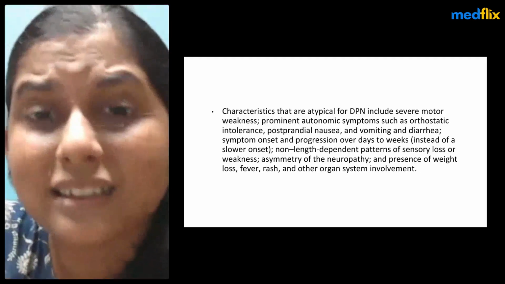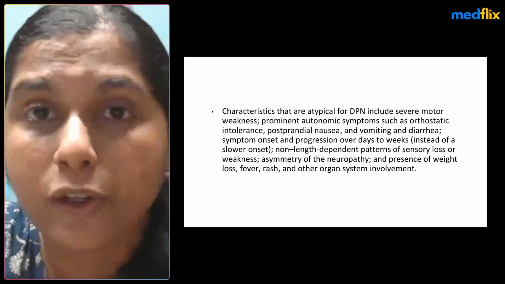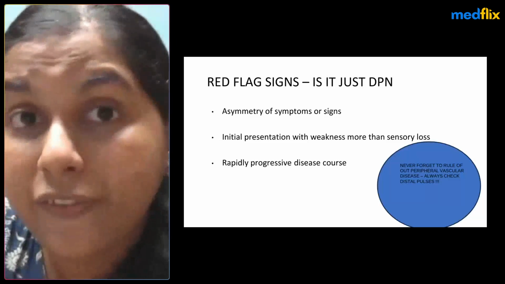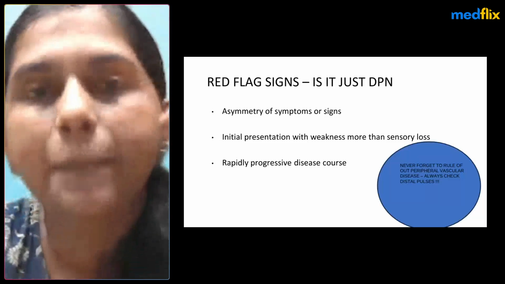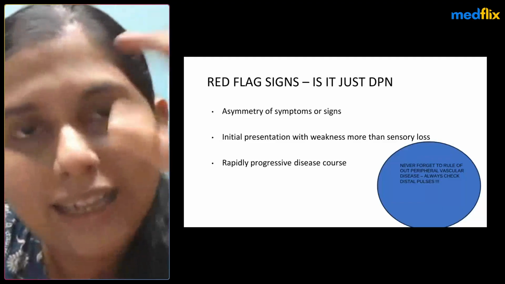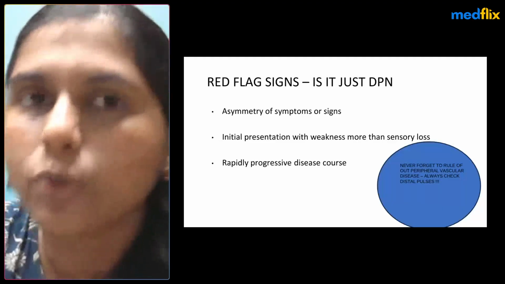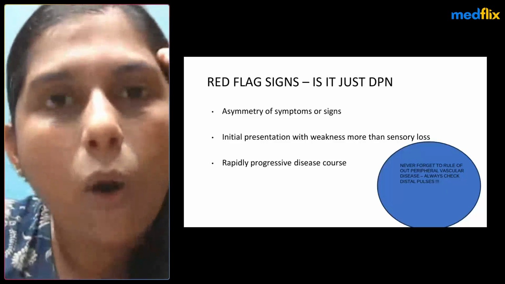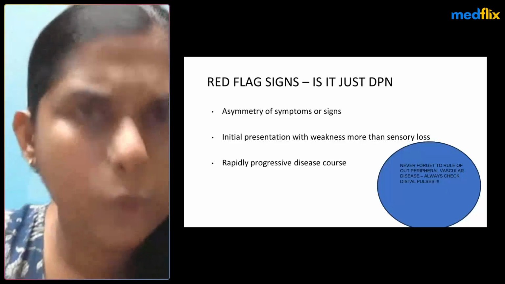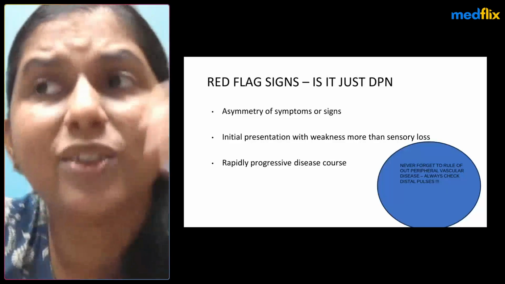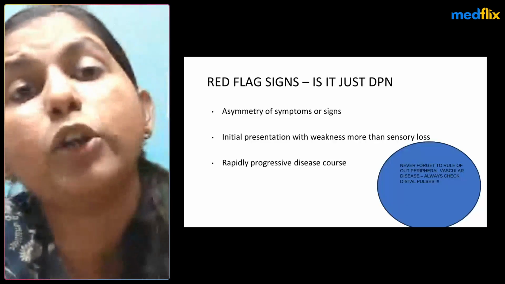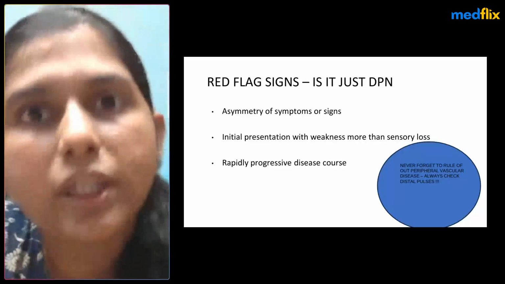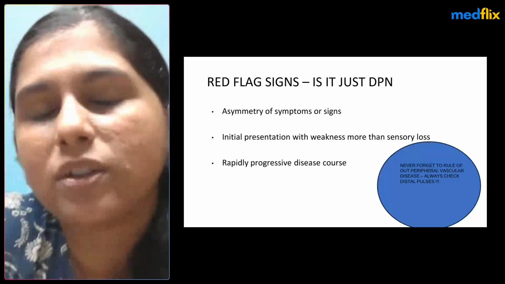Now, characteristics that are atypical for diabetic peripheral neuropathy, that's something that we have to keep in mind. Asymmetry, initial presentation with weakness more than sensory loss, and rapidly progressive disease course. Now, again, asymmetry can be there, but you have to think of underlying causes and rule out other etiologies like vasculitis. Whatever patients of diabetic peripheral neuropathy you would have seen in your clinical practice usually have sensory predominant symptoms. If a patient comes with predominantly motor symptoms, do think of other causes. And rapidly progressive disease course.